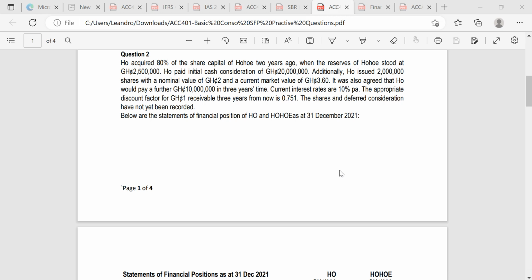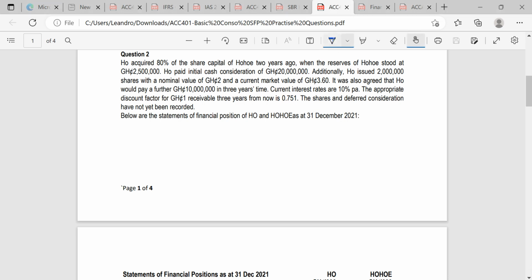Additionally, Ho issued 2 million shares with a nominal value of 2 cedis and a current market value of 3.6. The second one is direct issue of shares, 2 million shares, and you fair value it at 3.6. But when you are recording it, you must break it into the nominal of 2 and the share premium of 1.6 or other component of equity. It was also agreed that Ho would pay a further 10 million in 3 years' time. So we have deferred consideration.